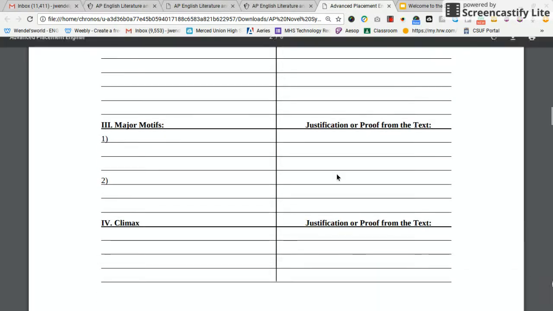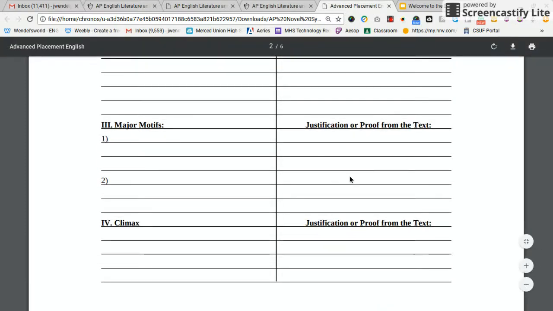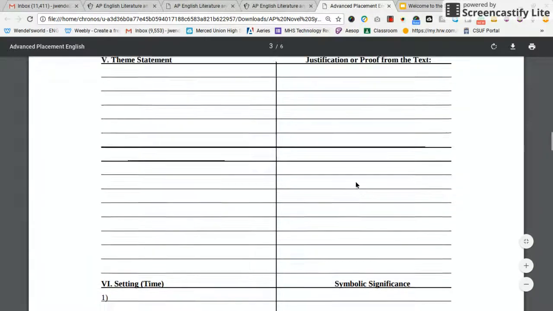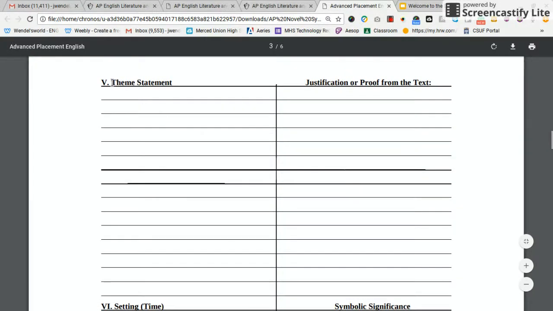We talked about motifs before. You want to actually use some justification or proof from the text. Where does that motif show up? Where's that climactic moment? And where's that actual part of the text? This is the biggie right here, is the theme statement. We're going to talk more about this, and that's why there's so much room here. We're going to refine that as we go.